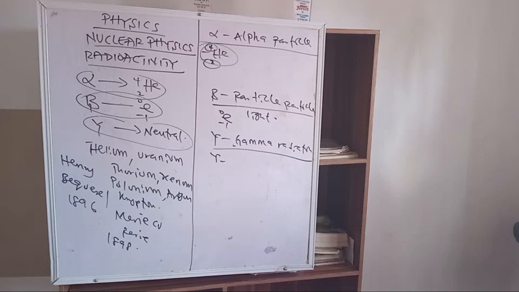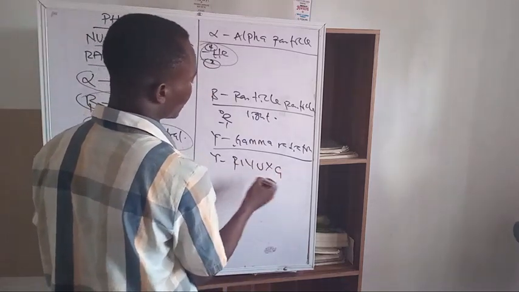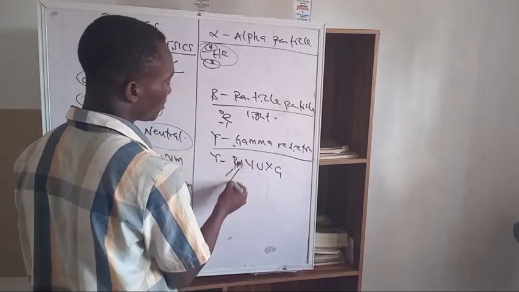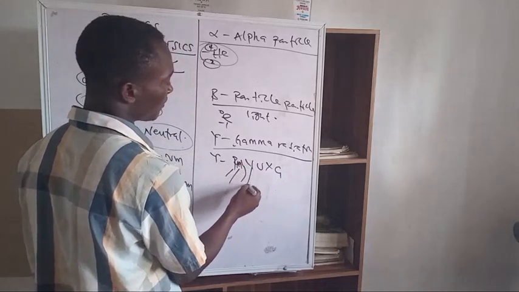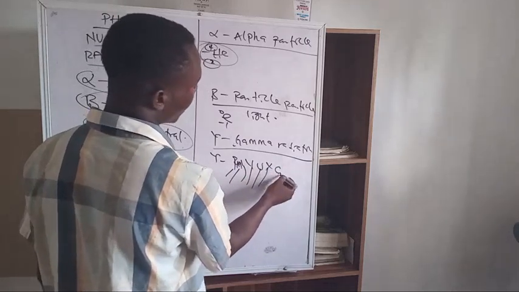So the first property of gamma radiation is that they are electromagnetic waves of short wavelength. Here we know the electromagnetic spectrum, RMIVUXG. We have radio, microwaves, infrared, visible light, ultraviolet, then X-ray, and the gamma ray.